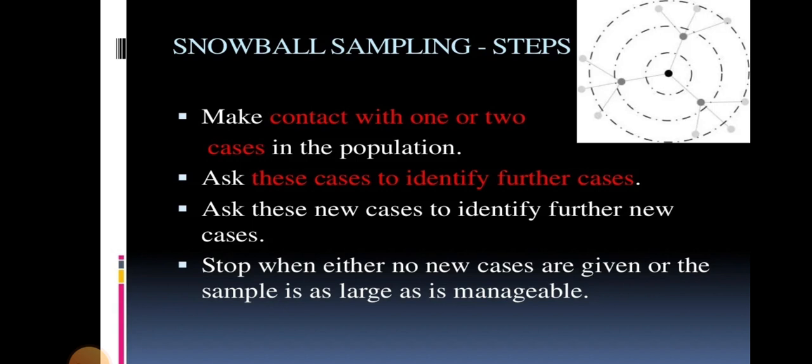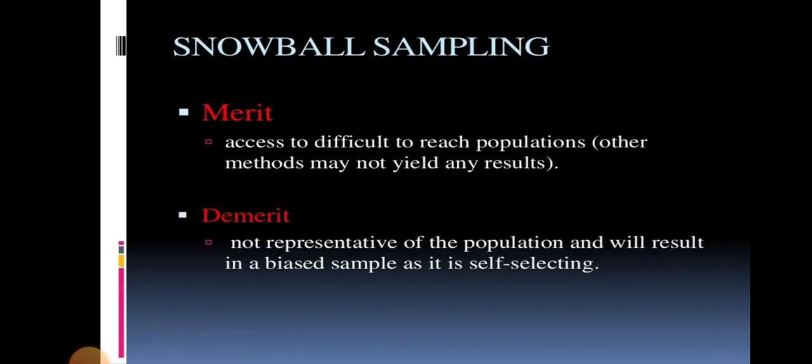Like in multi-level marketing also this thing happens. From one person he approaches two persons, and from those two persons we can identify two more persons, like that. It's not exactly that, but a sort of that level. Here we find one person, and through their reference we find another person. So these cases ask these new cases to identify further new cases. We stop when either no new cases are given or the sample is as large as is manageable. So in two cases we can stop: when no new cases are available to us, and when the sample size has become too large to manage.